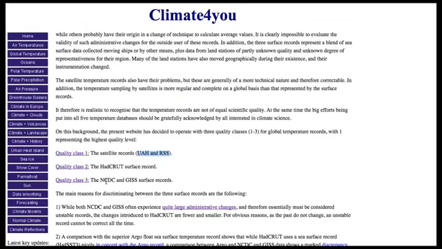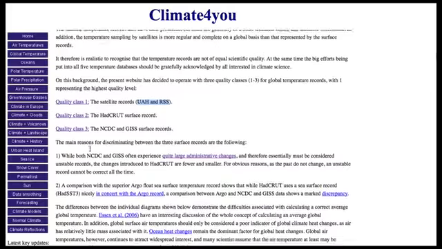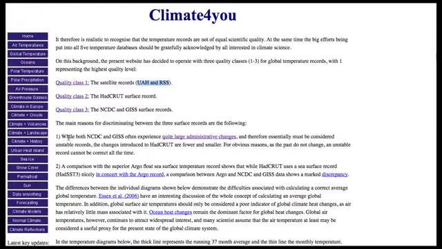Whereas HADCRIT, NCDC, and GISS are surface temperature records that are less reliable. For example, Quality Class 2 is the HADCRIT surface record, Quality Class 3 is NCDC and GISS, because NCDC and GISS often experience quite large administrative changes, a concept we'll come back to later, and therefore essentially must be considered unstable records. Changes are introduced to HADCRIT, but they're fewer and smaller. And then there's talking about the sea surface temperature record that factors into this.